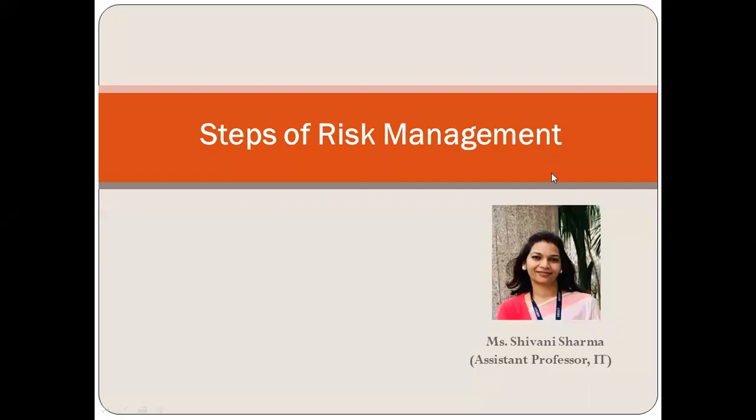So now we are going to talk about the steps of risk management. As we have seen what is risk, the categories of risk, the characteristics of risk, how risk is analyzed, we are going to see here. And we have seen the different categories of risk, that is business risk, project risk, then technical risk, etc., known, unknown, predictable, unpredictable, etc. Now we are going to see the steps of risk management.